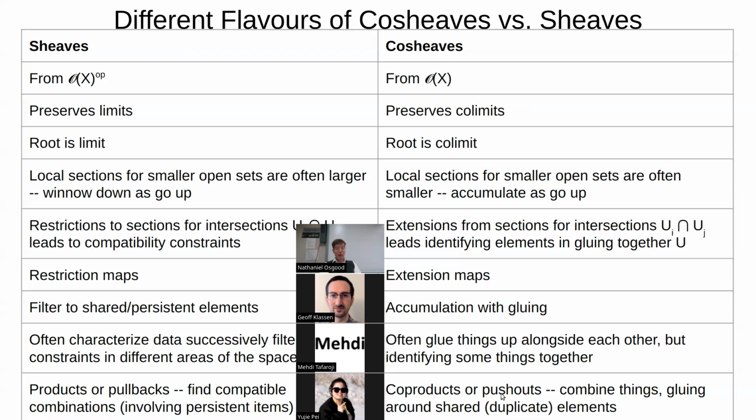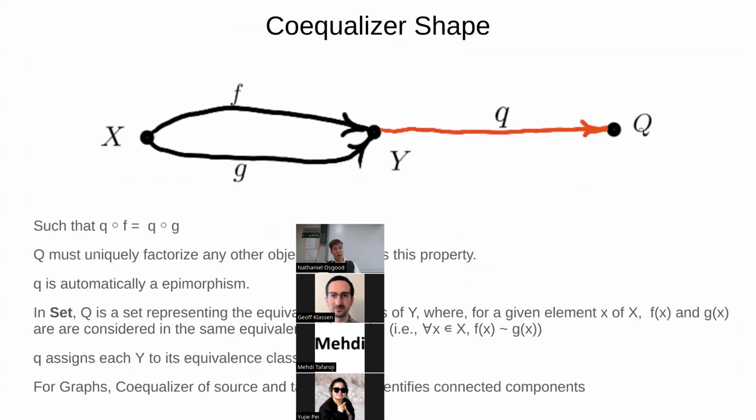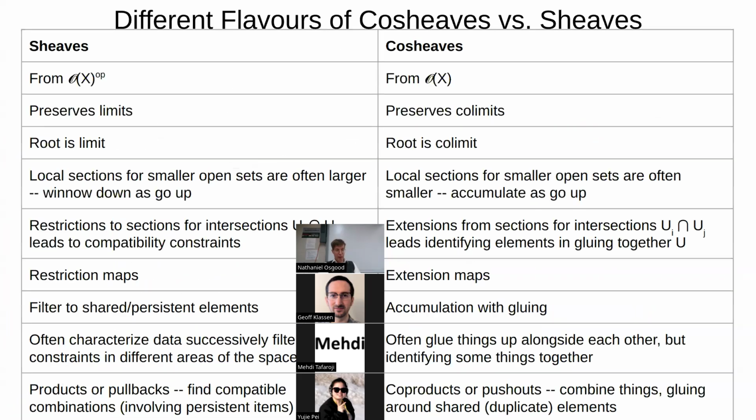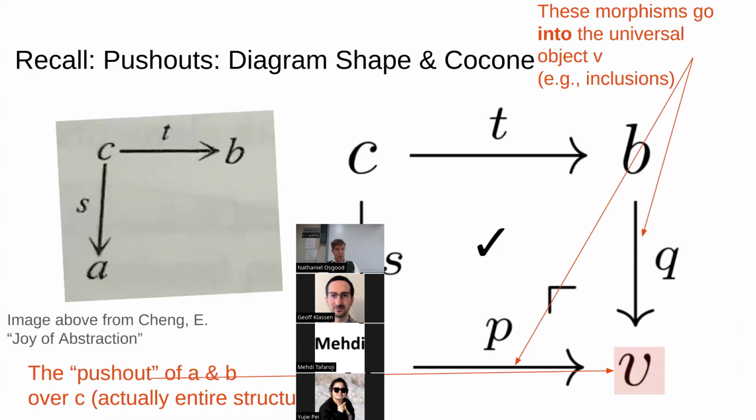Here, it's very much a pushout-y sort of situation. We are glomming up, but identifying things, gluing things together. We're agglomerating, but gluing common things, identifying common things. We are accumulating, but gluing around duplicate elements. So that's the picture with cosheaves.